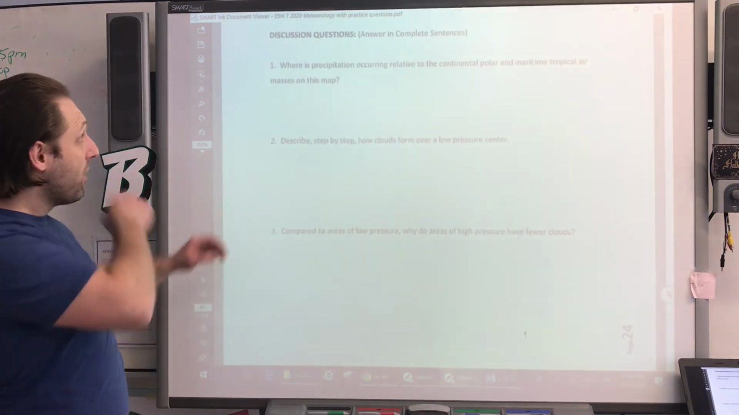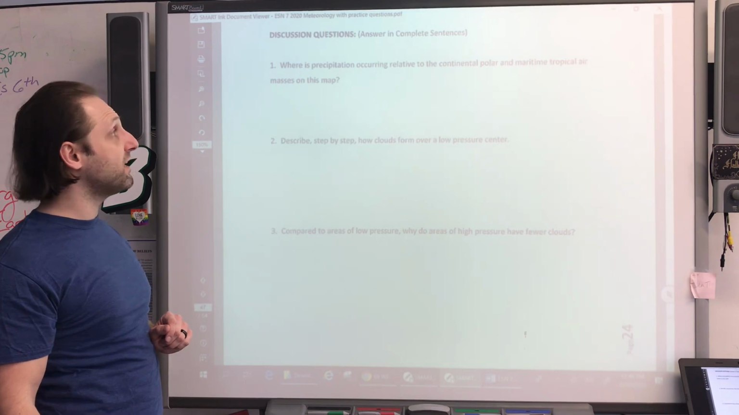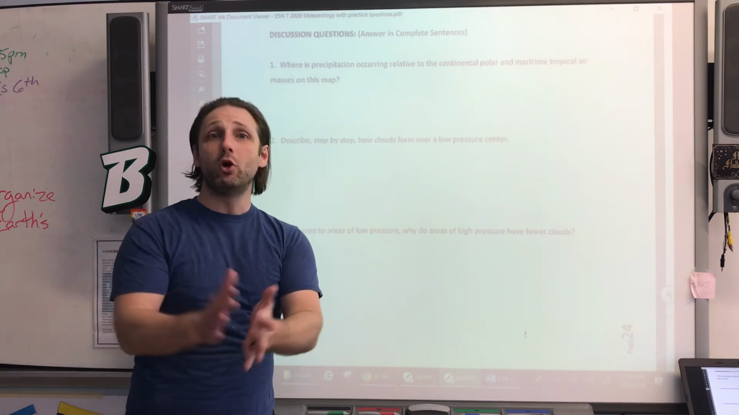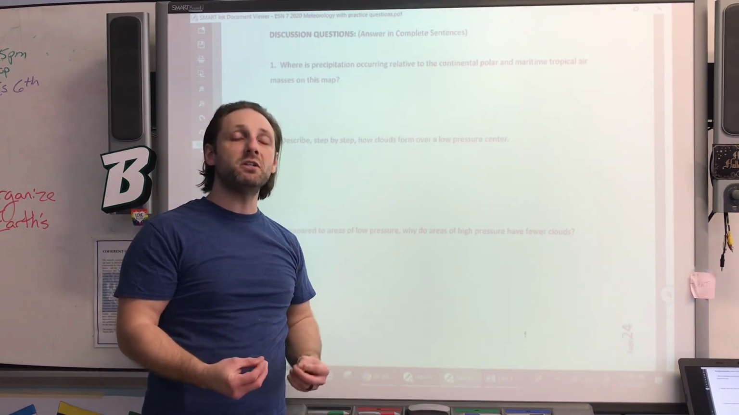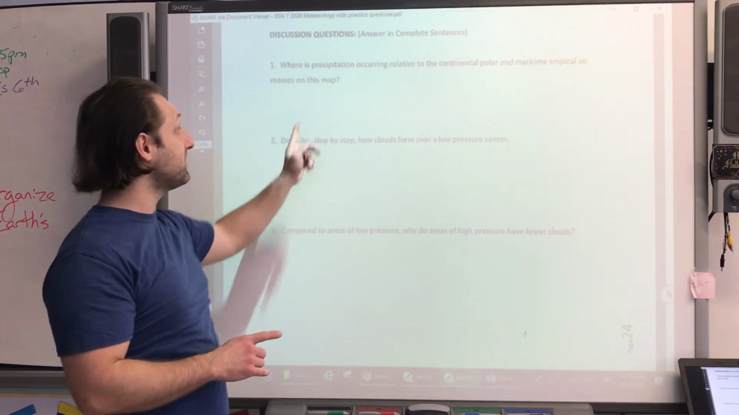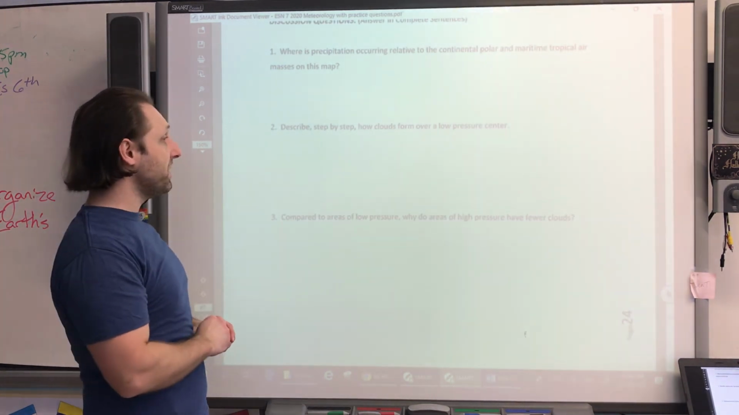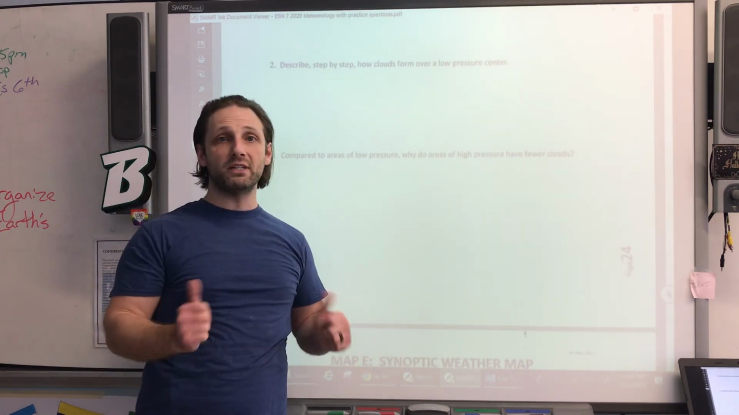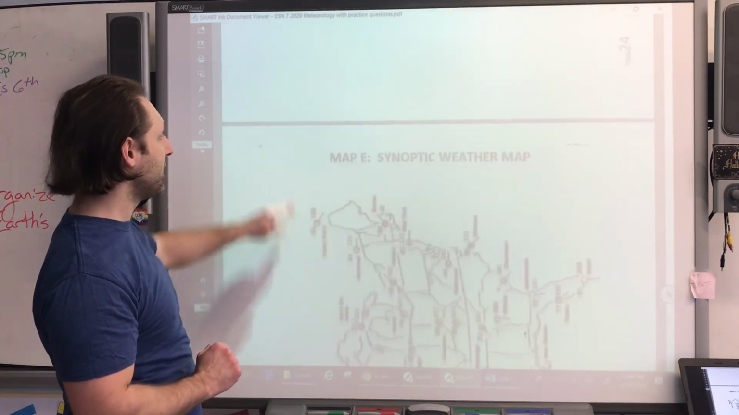All right, so where is precipitation occurring relative to a continental polar and maritime tropical air mass on the map? You can still use your notes to solve this. The map could help accentuate that answer, give you more detail to make a better decision, but there are plenty of resources available to you in your notes to determine this answer. This one talks about how clouds form. We have plenty of notes on that. We also can compare and contrast low pressures and high pressures when it comes to cloud formation.